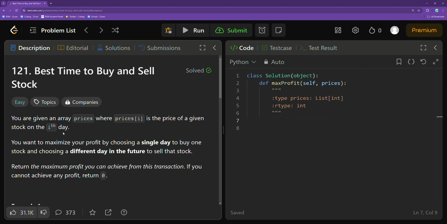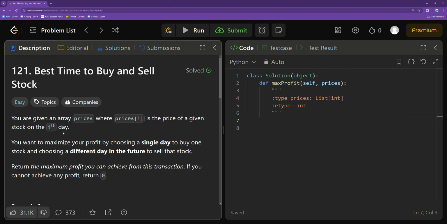So this problem states that we are given an array prices, where prices[i] is the price of a given stock on the ith day. For example, prices at 2 is just basically that value is going to correspond to the price on the second day. So we want to maximize our profit by choosing a single day to buy one stock and choosing a different day in the future to sell that stock. Okay, so the indice when we sell that stock should be higher than the indice when we purchase the stock. So basically in the future.